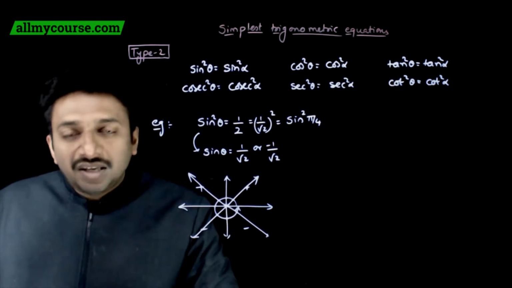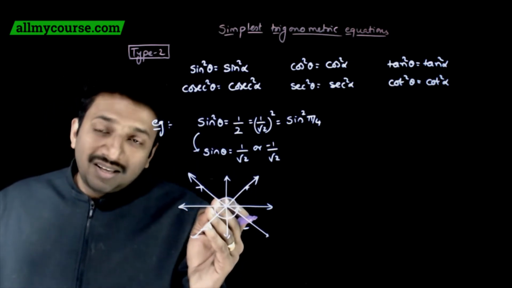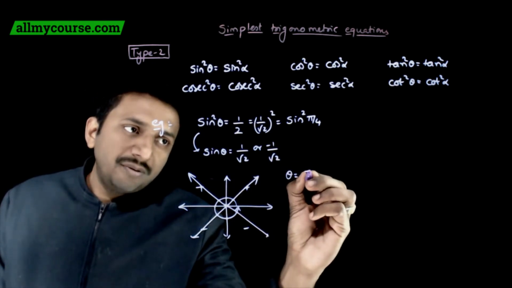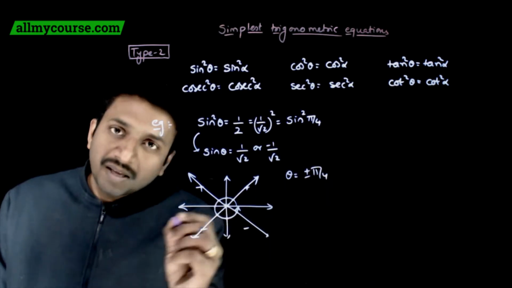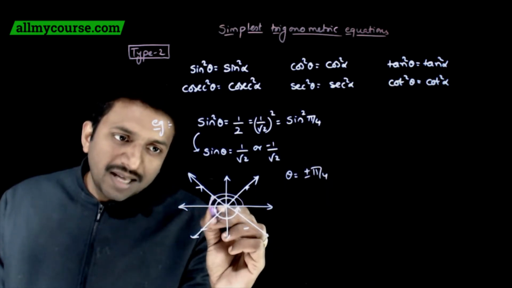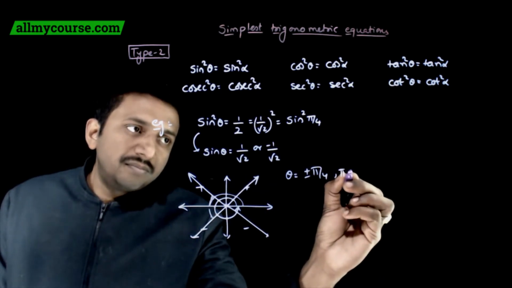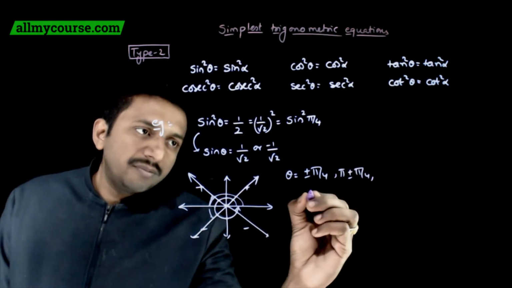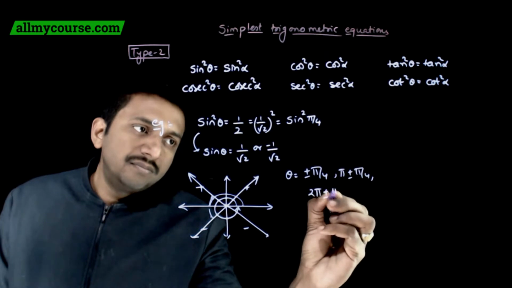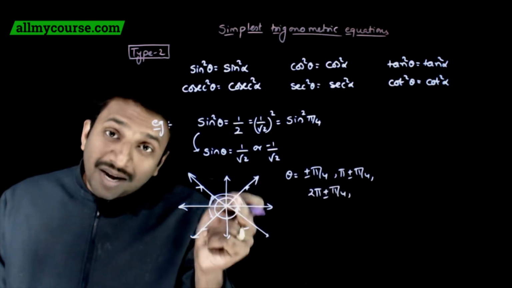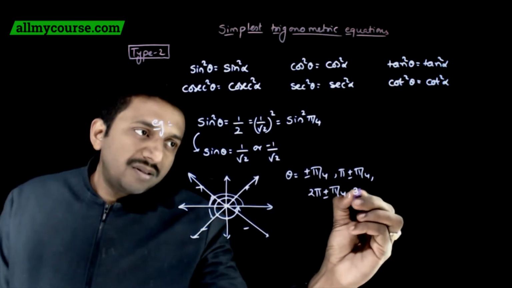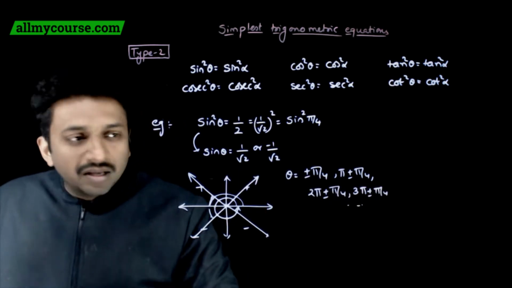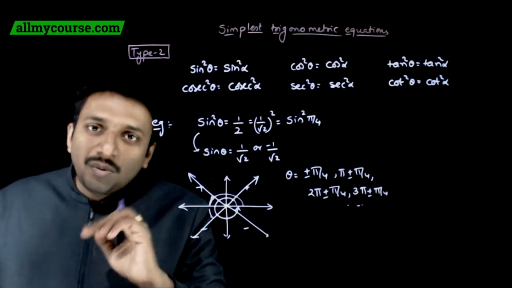which satisfy this equation. So what are the answers that you have? Theta can be equal to plus or minus pi by 4, right? And pi plus or minus pi by 4. Next, one complete rotation plus or minus pi by 4. 1.5 rotation plus or minus pi by 4. 3 pi plus or minus pi by 4. So on. So all these are solutions to this equation.